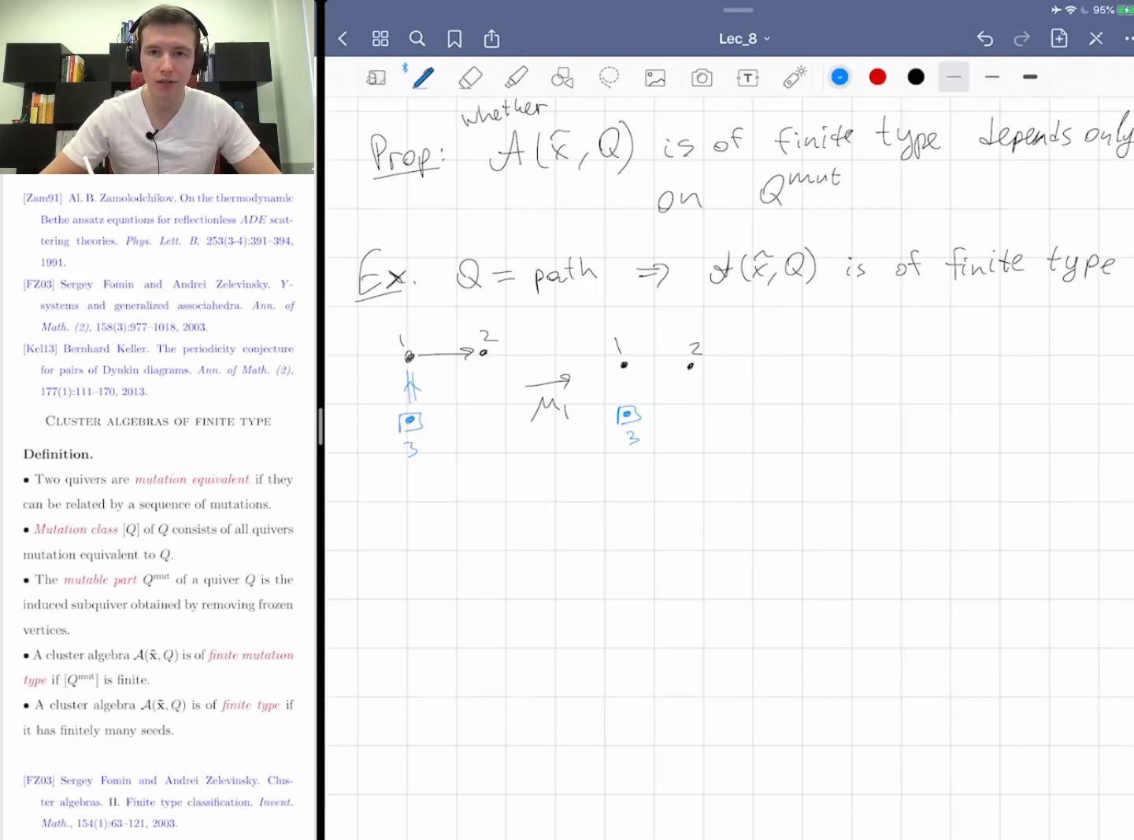Could you say it again? Okay. Right. And so then if you, I guess I should also do. Okay. And now if I mutate 1 again, I get back to here. But if I mutate 2, I'm going to get something interesting. 1, 2. What do I get if I mutate vertex 2 again?